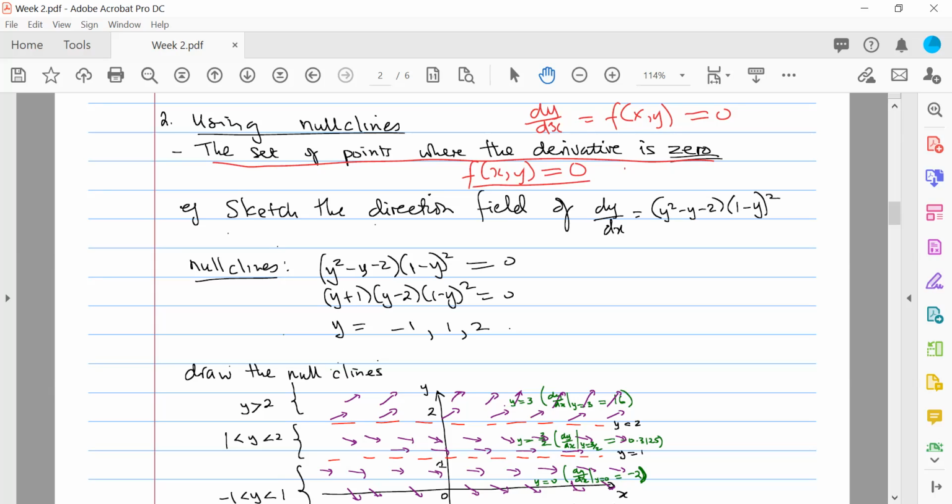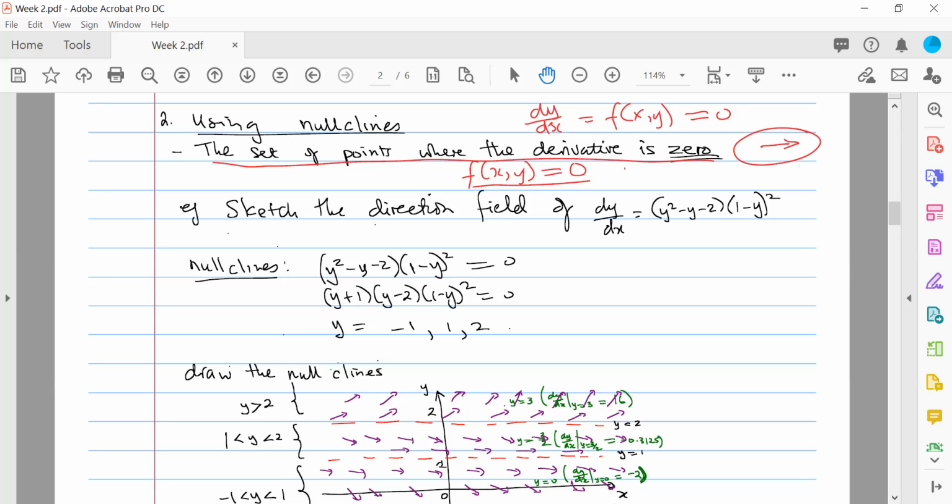All the points where f(x, y) is equal to 0, and at these points the derivative is 0. If the derivative is 0, then the linear elements should be horizontal. At every point where the derivative is equal to 0, the linear elements, or the small tangents that we are drawing at every point, should be horizontal. So identify the set of points where the slope is horizontal, and then use that to make some inference.